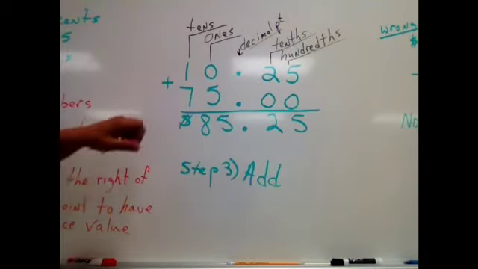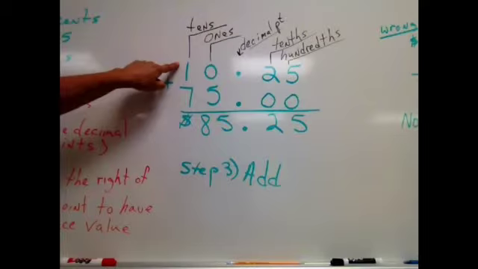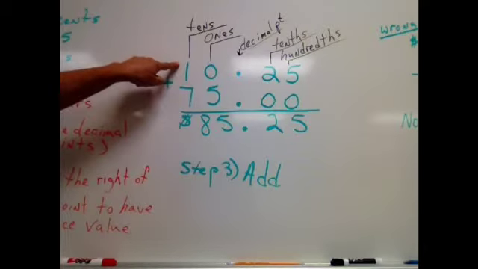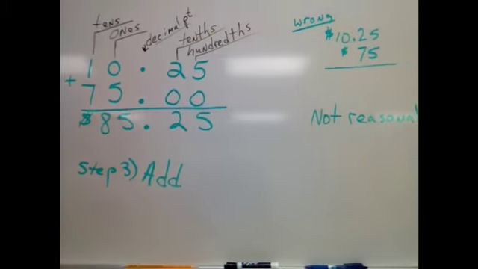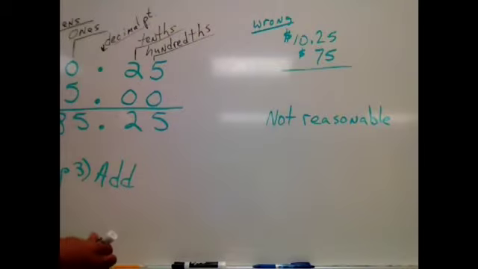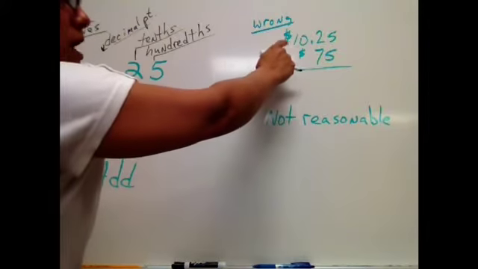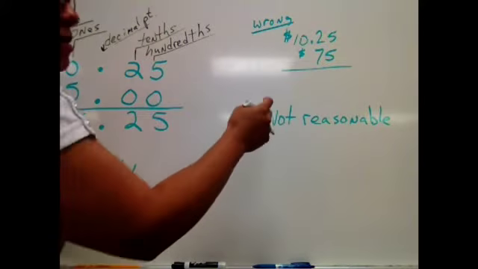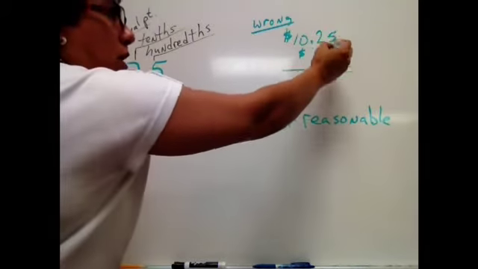Why does it make sense? Because we spent $75 on the shoes, right? And we spent $10.25 on the t-shirt. Now let's look at what some of us do that makes it wrong sometimes. Remember, this is wrong. Some people just push everything over, and watch what happens. $10.25 plus $75. If you do this wrong, and this is wrong, look.